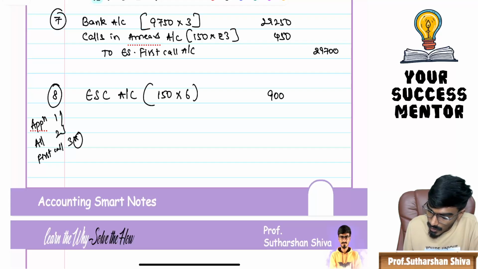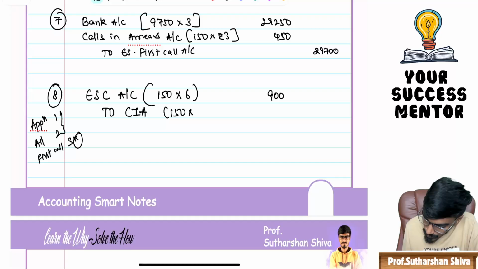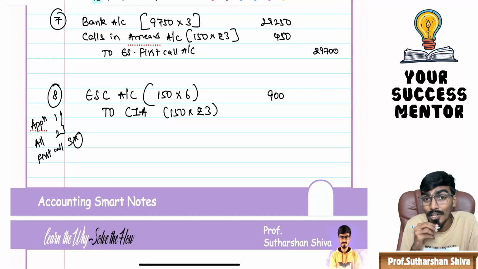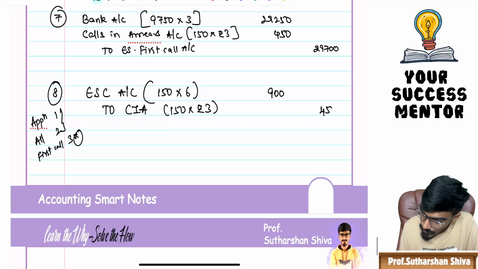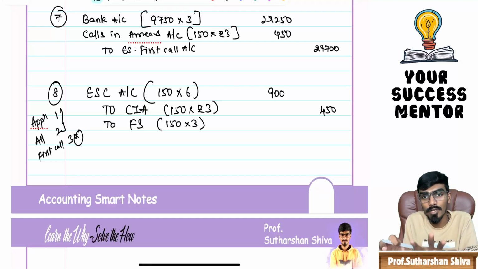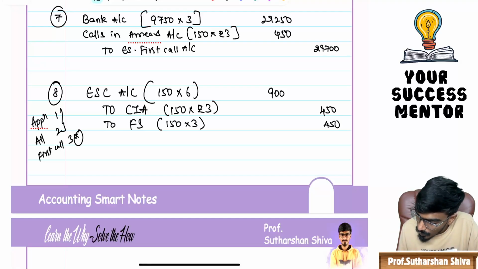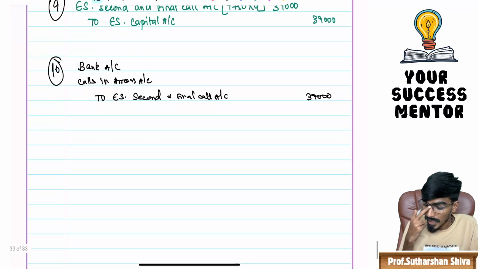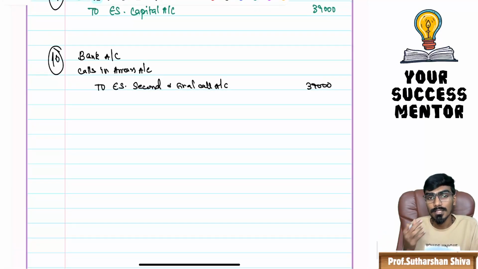900, sir. 900. Two, calls in arrears: 150 into 3 rupees, which is unpaid on the first call, which is 450. Then Share forfeited account: 150 into 3, which has been paid, which is nothing but application money and allotment money value, 450. Now this is correct. Then bank account, calls in arrears account will be there.